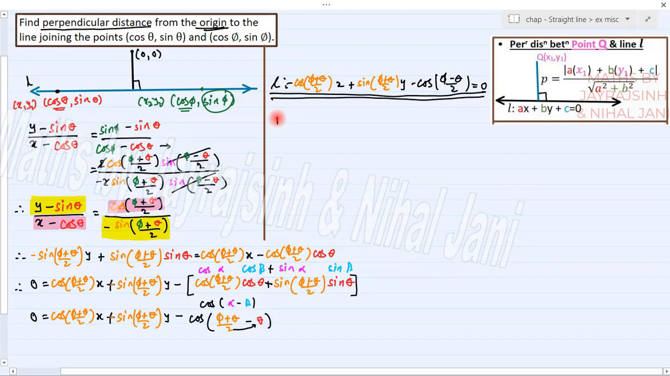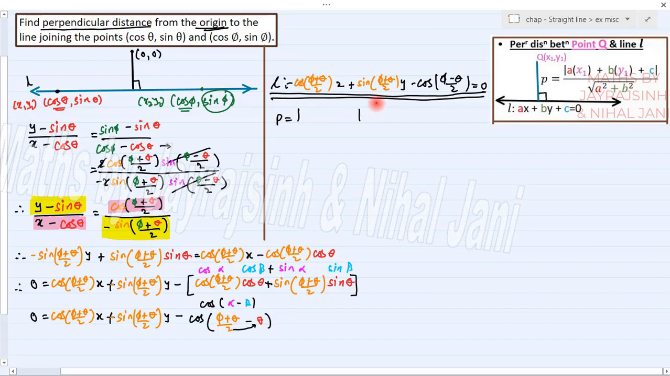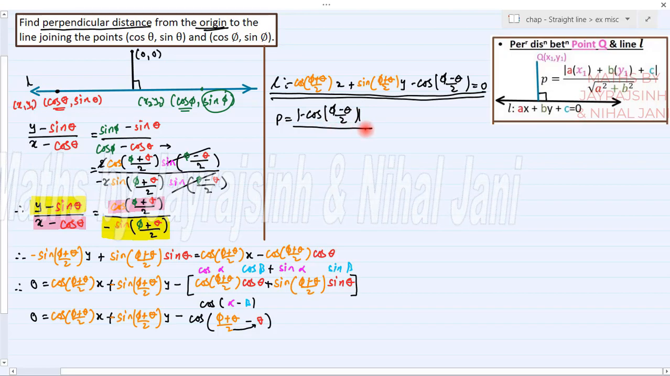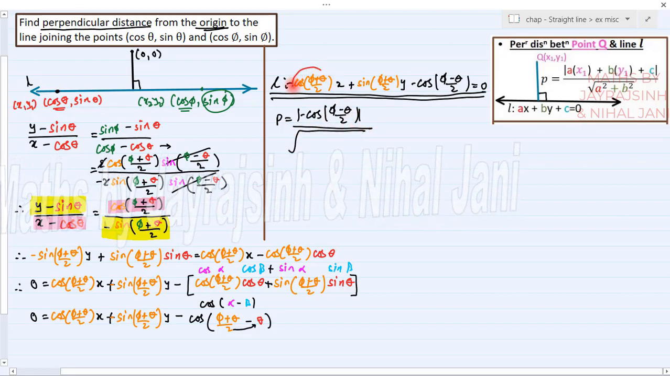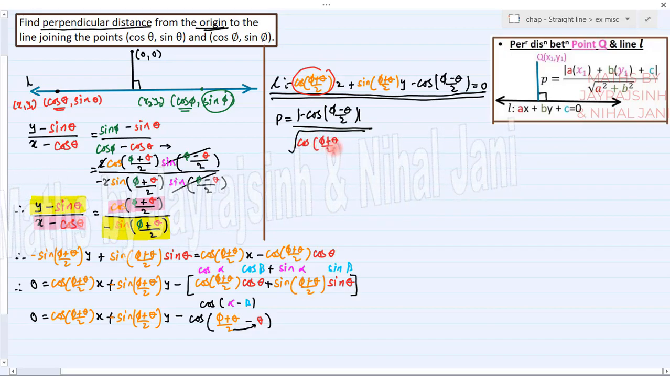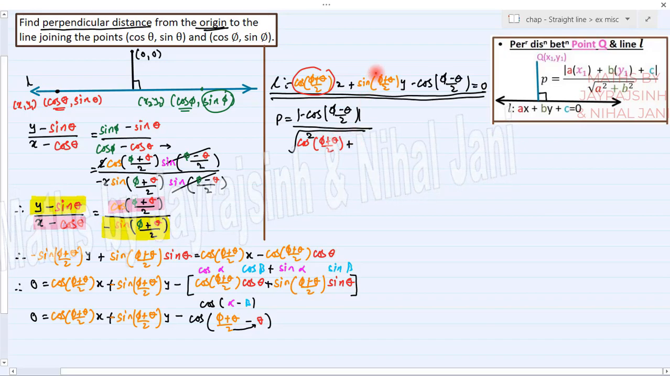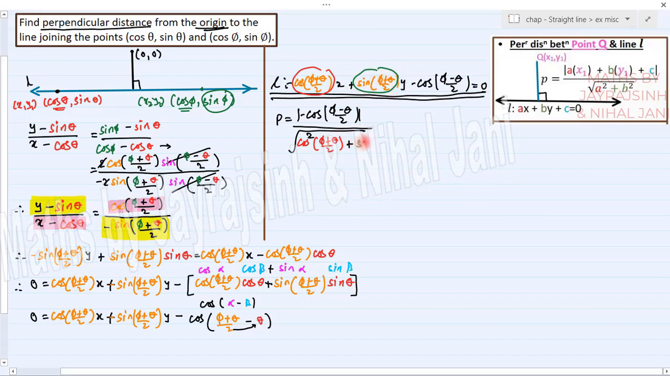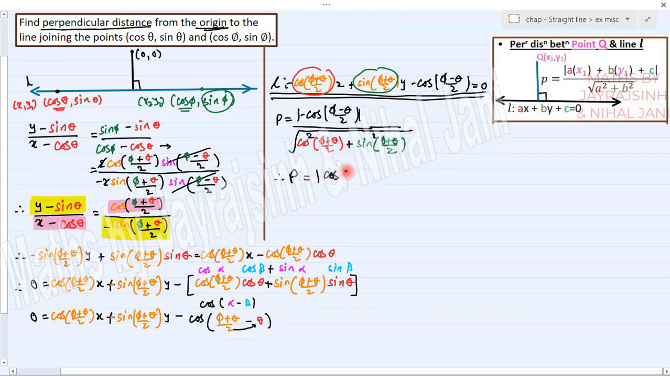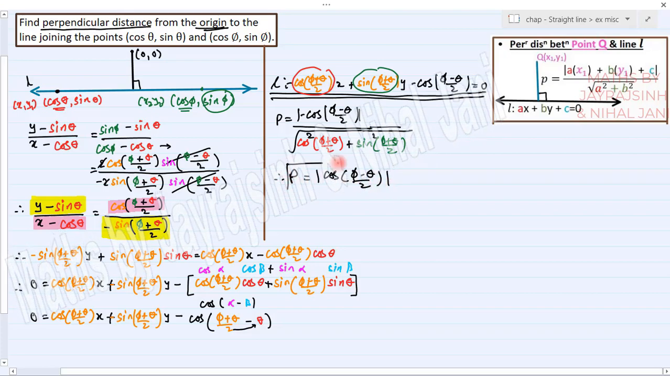And the perpendicular distance from the origin is given as the mod of the constant term of the equation of the line upon under root of the coefficient of x, which is cos((π+θ)/2), whole square, plus the coefficient of y, which is sin((π+θ)/2), whole square. So we'll get p is equal to mod cos((π−θ)/2), and your denominator will be 1. So tada! We get our perpendicular distance.